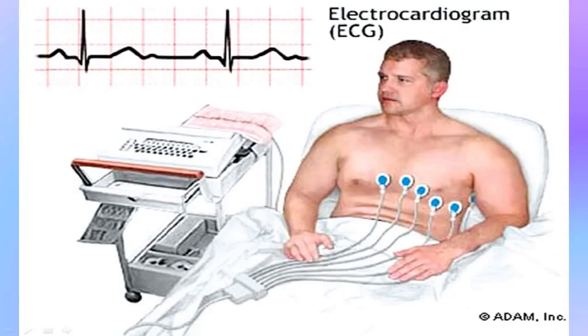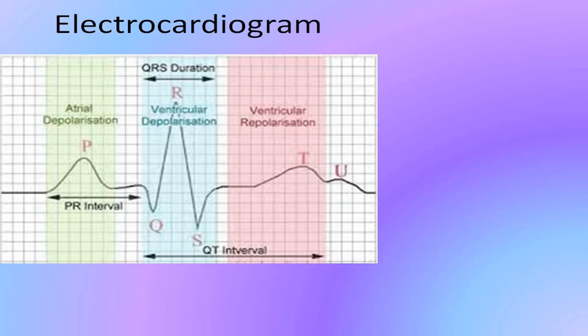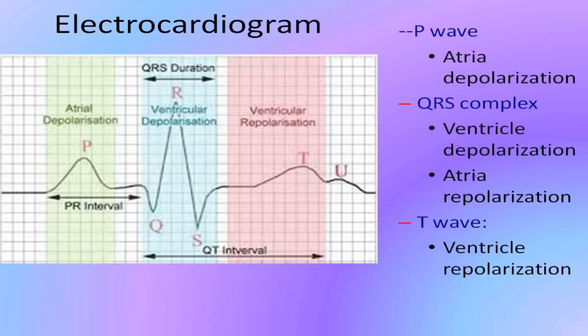This is electrocardiogram, and you can see that electrical impulses which are generated in the heart are detected with the help of a machine, that is electrocardiograph, and are recorded in the form of electrocardiogram. This figure shows the P, Q, R, S, and T wave. P wave shows the atrial depolarization.